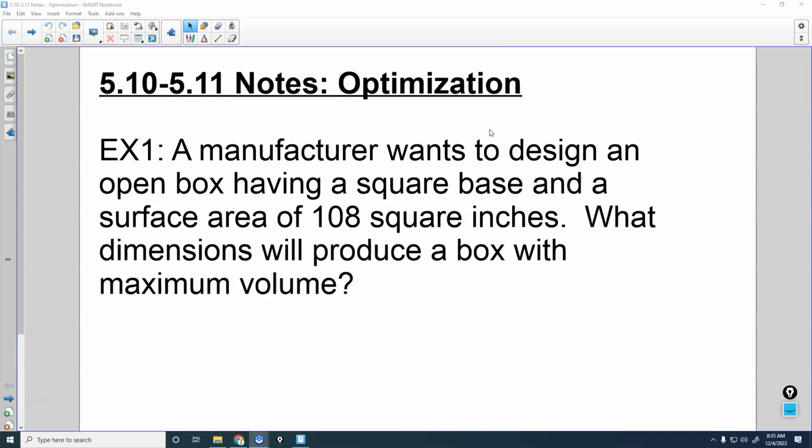These are going to be situations that are still a little bit simplified from the real world. So you're going to be given parameters that you're not having to figure out on your own, and in the real world you would have to do a lot more. But it at least gives us a window into where this could be applied. So, for example, when a manufacturer wants to design an open box having a square base and a surface area of 108 square inches, what dimensions will produce a box with maximum volume?